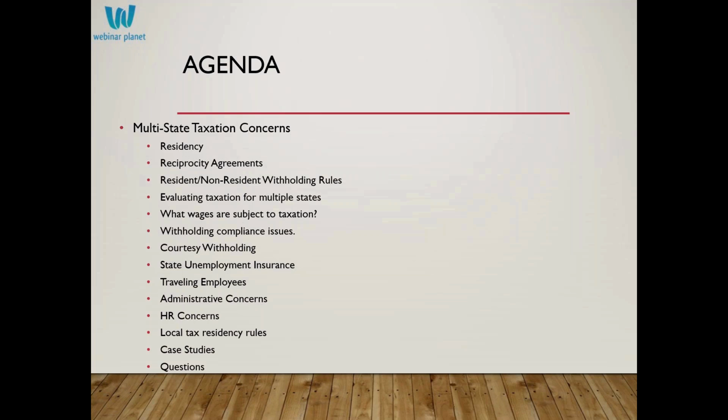Withholding compliance issues. So from a withholding compliance perspective, what are other things you need to be considering? One is the forms, right? State forms and how they vary. Two can be what wages are taxed in what state based on state requirements. We'll talk a little bit about allocation versus apportionment and what that means.